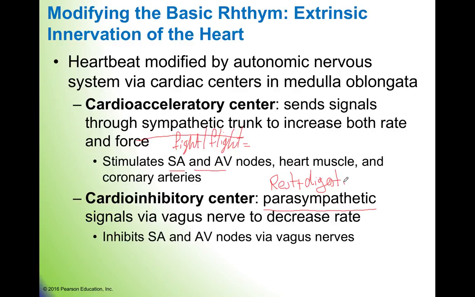How does it do that? It actually inhibits the SA node and AV node by lowering the number of heartbeats. So basically, when you relax, your parasympathetic nervous system slows down your heartbeat. And if you're in a stressful situation, such as a fight or flight, your sympathetic nervous system gets activated, increasing the SA node and AV node firing or electrical impulses, causing a higher heartbeat.